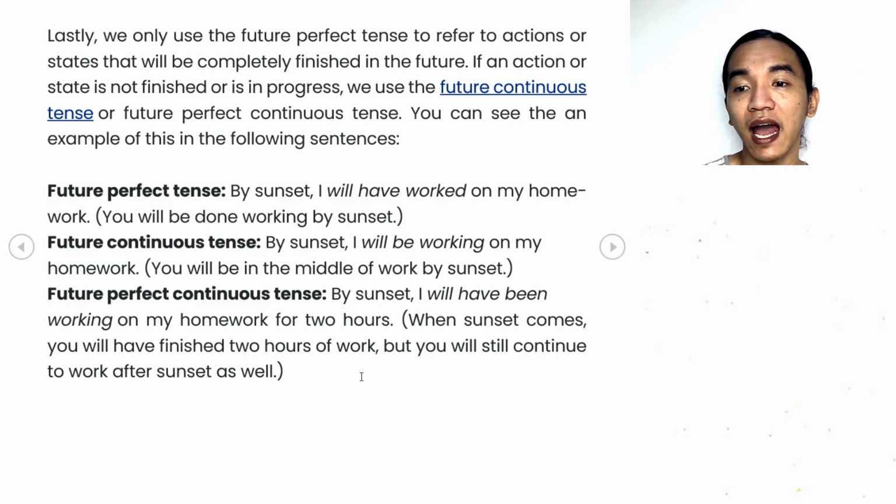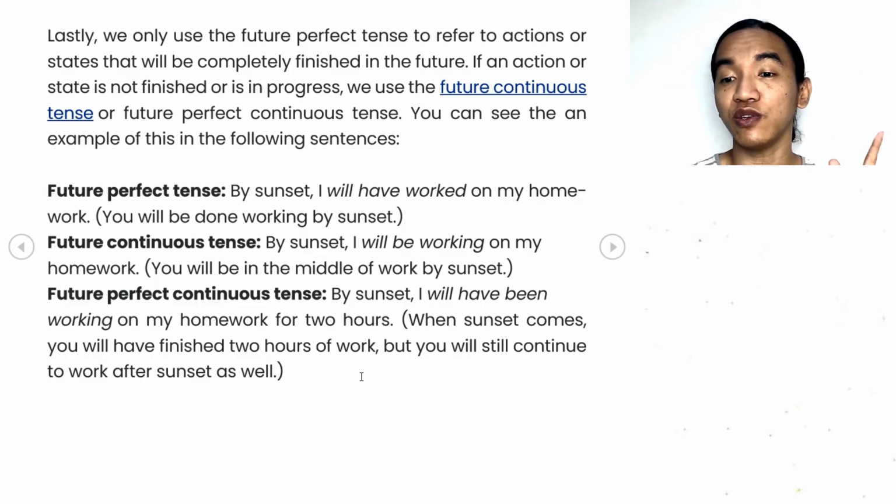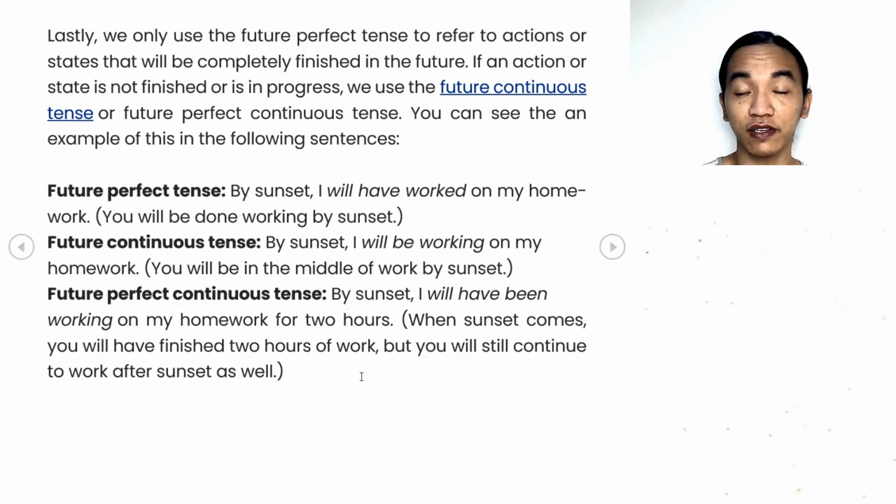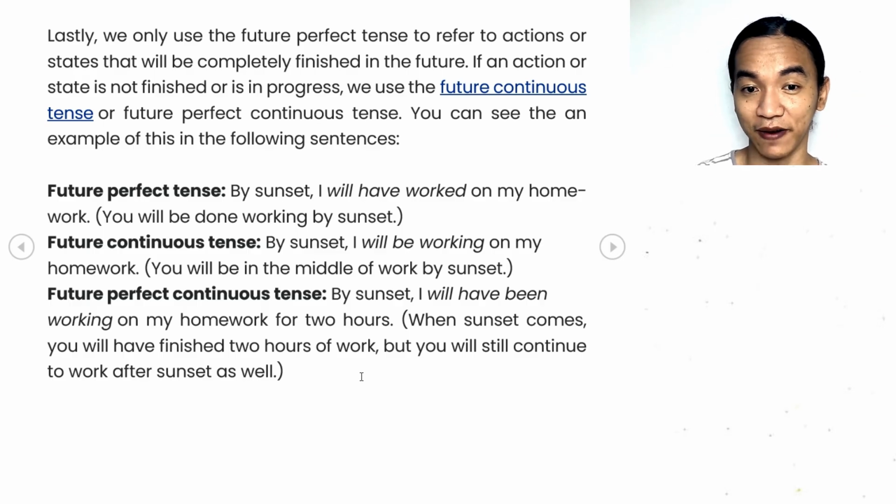By sunset, I will have been working on my homework for 2 hours. When the sunset comes, you will have finished 2 hours of your work, but you will still continue to work after the sunset as well. So you see here, you study these examples to see the differences of these three tenses that we have here. Okay? So I hope you find our lesson today very helpful.